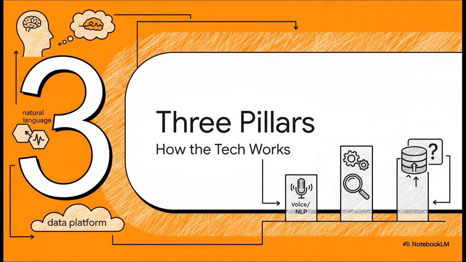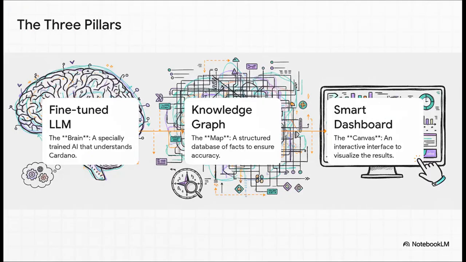So, what's the secret sauce here? How does CAP actually work? Well, it's not just one thing. It's actually a really powerful combination of 3 core technologies. Let's pop the hood and see what's going on inside. The whole platform is built on what they call 3 pillars of innovation. First up, you've got the brain, which is a specially trained large language model. Then there's the map, a knowledge graph that gives it all that crucial context. And finally, you have the canvas, which is the super user-friendly dashboard where all the results come to life.